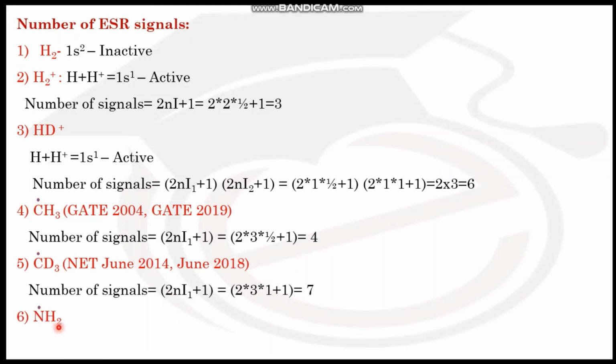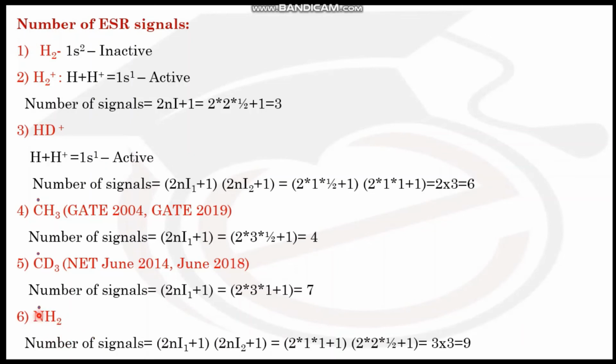Now NH2 radical. Here you can see that nitrogen is an active nucleus. Also this H1 is an active nucleus, so 2 active nuclei are there. So the number of signals will be (2n1I1 + 1)(2n2I2 + 1).